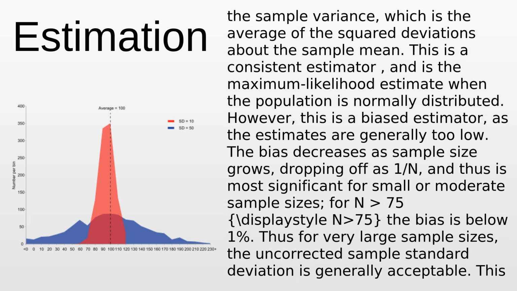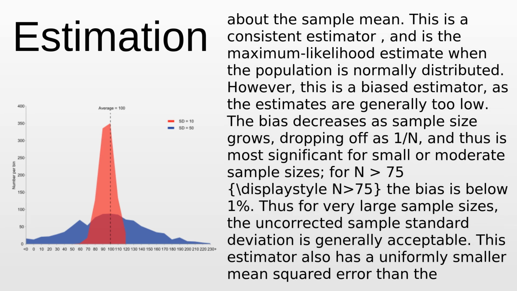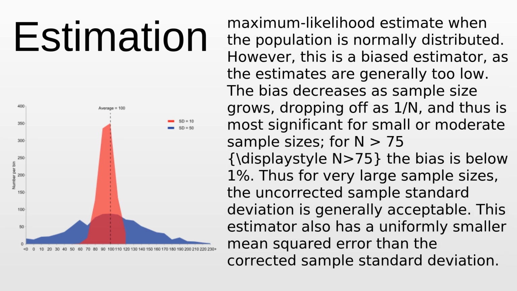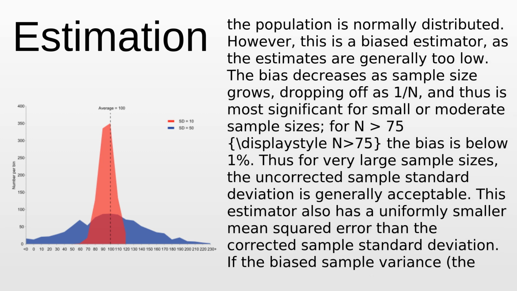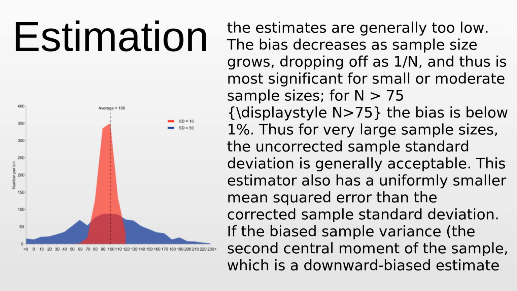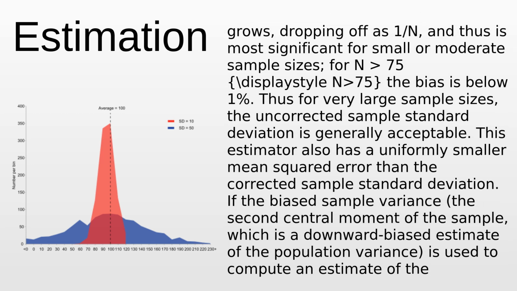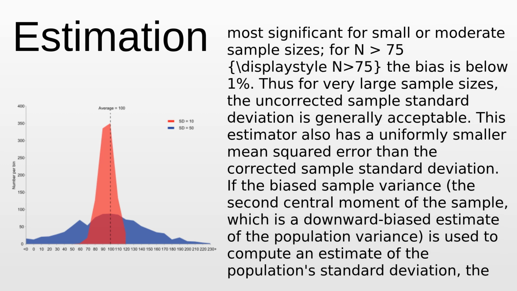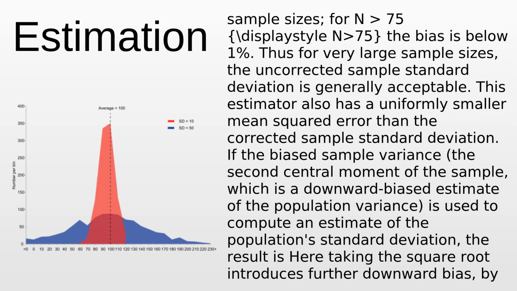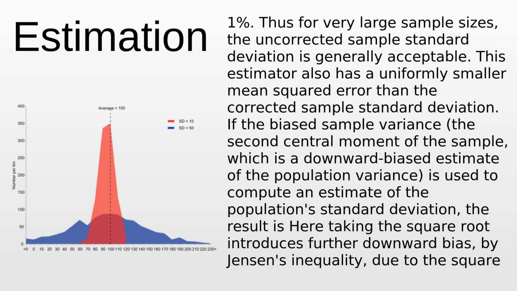However, this is a biased estimator, as the estimates are generally too low. The bias decreases as sample size grows, dropping off as 1/n, and thus is most significant for small or moderate sample sizes. For n greater than 75, the bias is below 1%. Thus for very large sample sizes, the uncorrected sample standard deviation is generally acceptable. This estimator also has a uniformly smaller mean squared error than the corrected sample standard deviation.